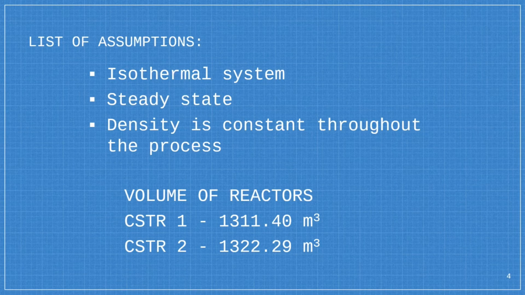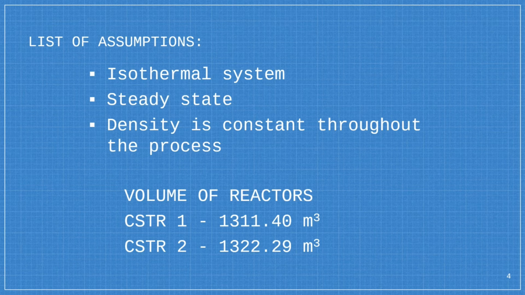And lastly, before we start the calculation, we have listed some of the assumptions for this system, which are isothermal system, steady state system, and also the density is constant throughout the process, which is 876 kg per m³, the density of the palm oil mill effluent.